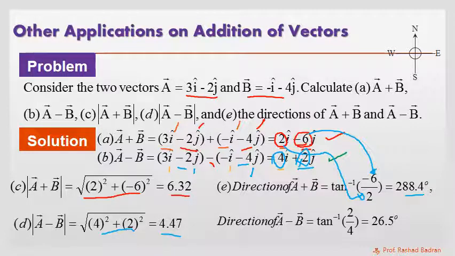For the direction of the subtracted vectors, again, take the tan inverse of the y component divided by the x component. The tan inverse of these divided numbers gives us 26.5 degrees, and that is in the first quadrant, as expected.